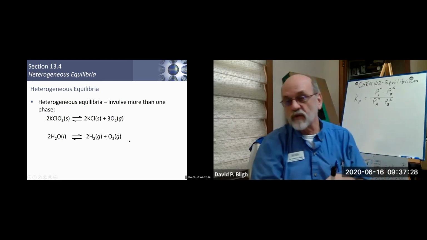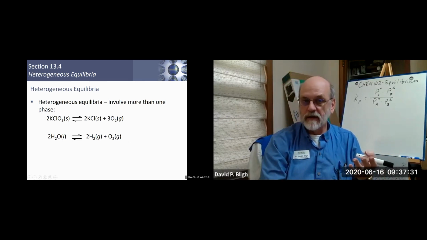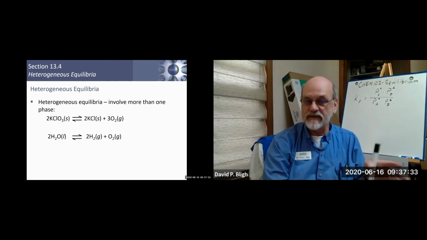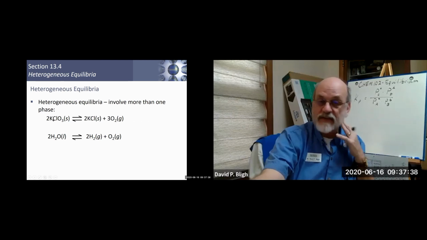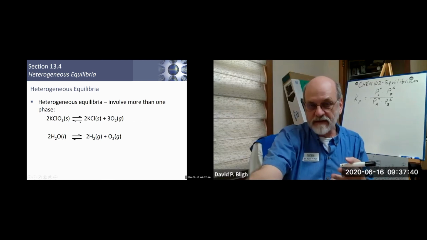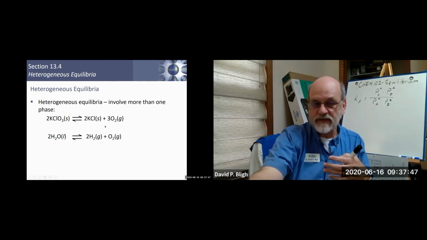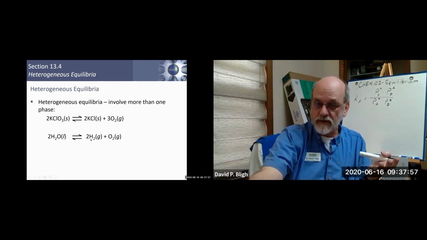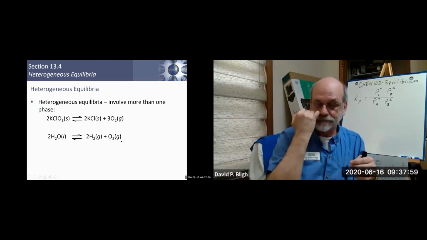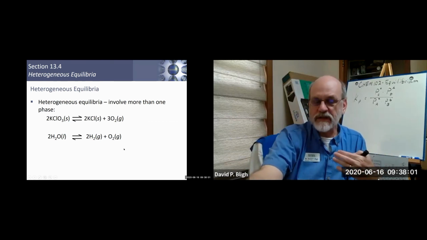Heterogeneous is one in which at least one of the reactants or products is a different phase than the others. In this case, we start off with a solid, potassium chlorate, and it reacts to produce potassium chloride and oxygen. Right? Oxygen's a gas, the others are solids. In this case, water is split, actually, to produce hydrogen gas and oxygen gas. Those are both heterogeneous equilibria.